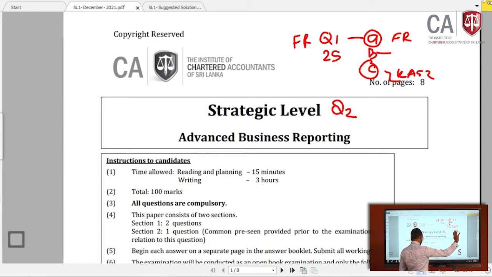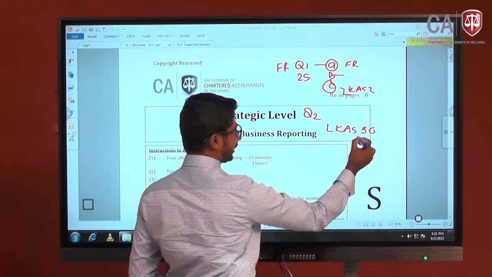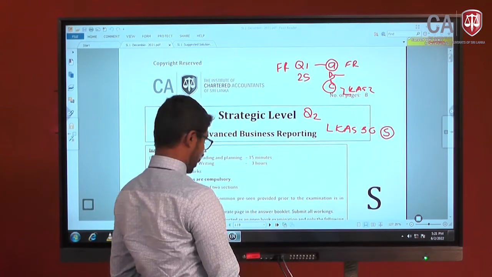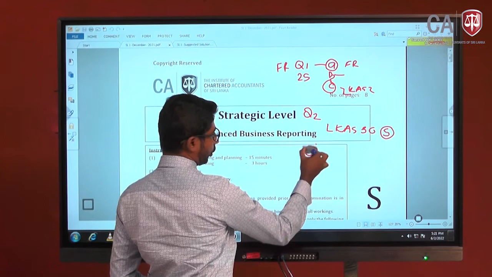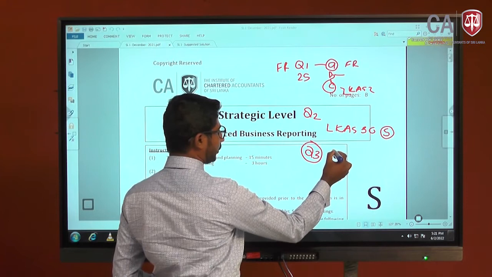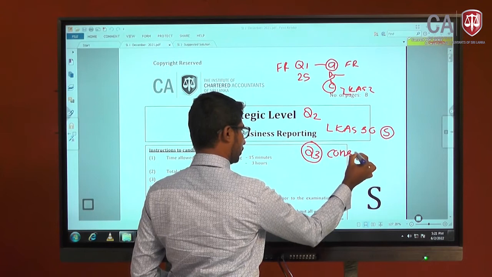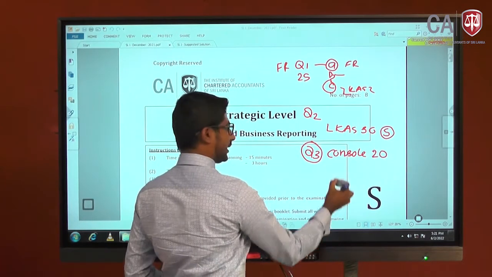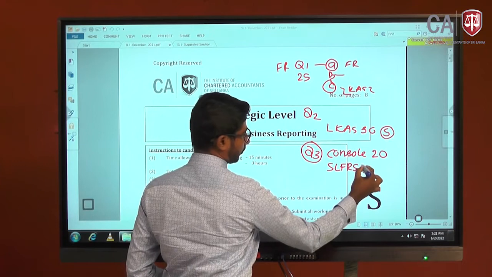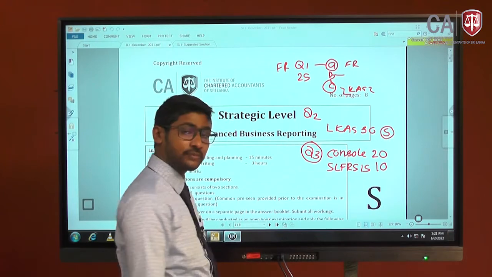The first part is corporate governance and ethics, which I think Indonesia has already covered. The second part has a question from LKS 36, which carries only 5 marks in question 2. And question 3, as you all know, is based on the common precedent. It has the group accounts or consolidation question, which comes with 20 marks, and an SLFRS 15 question with 10 marks. Whatever the remaining question is, it is basically from risk of material misstatement.